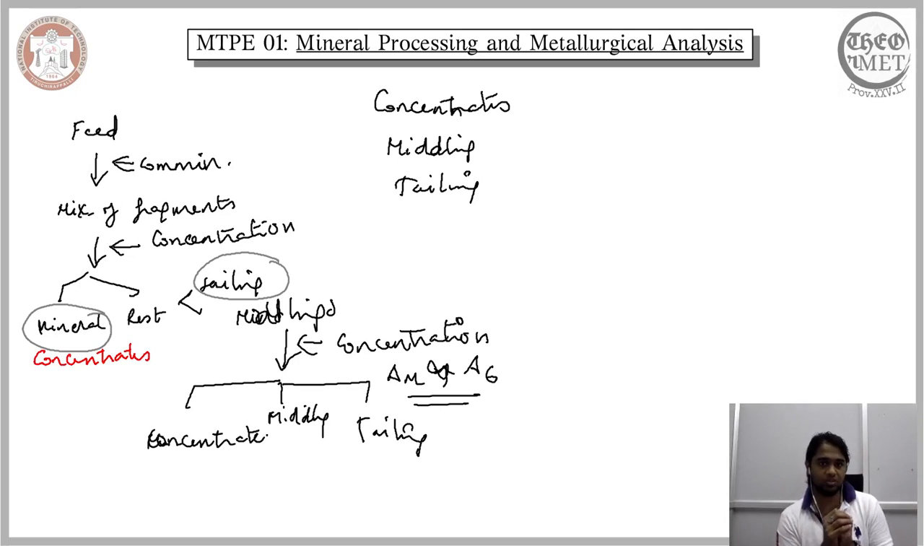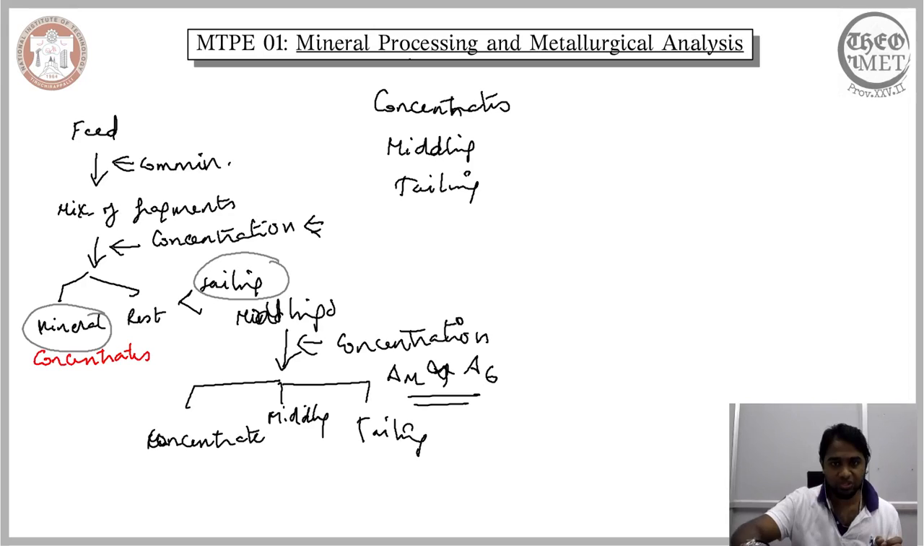So the initial concentration here considers the criteria for concentration, in this case, that a particle should be completely made up of a given mineral. It can be the valuable mineral or it can be gangue, only then it will be treated as a free particle. Only then it will be treated as a concentrate or tailing respectively.